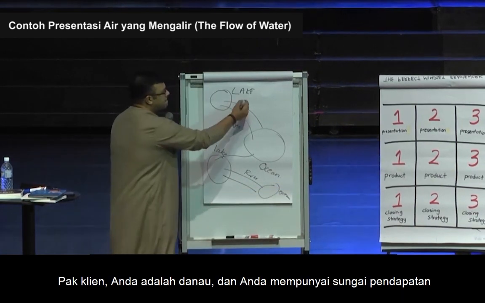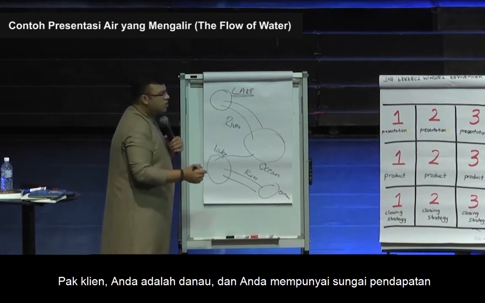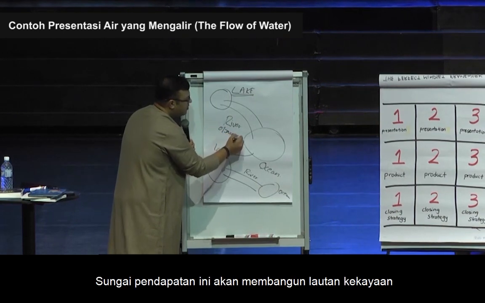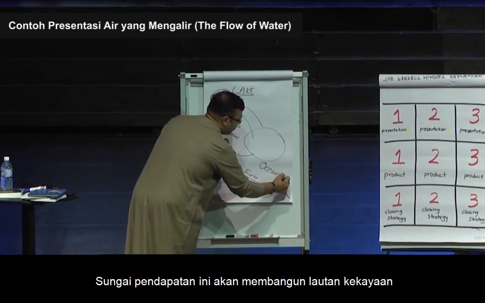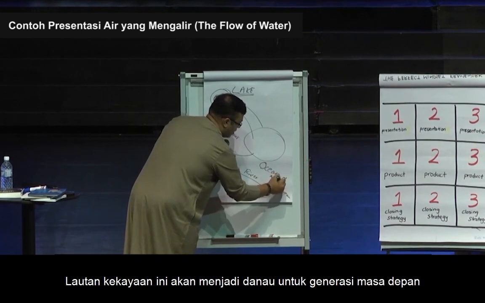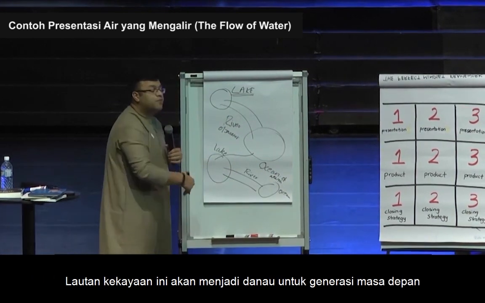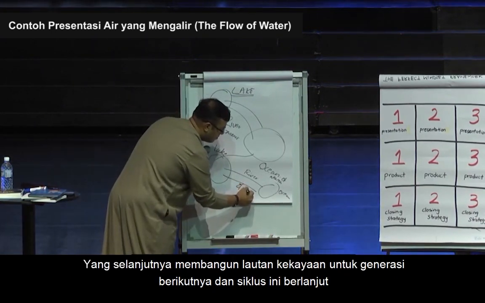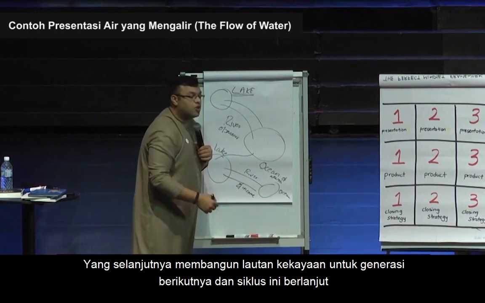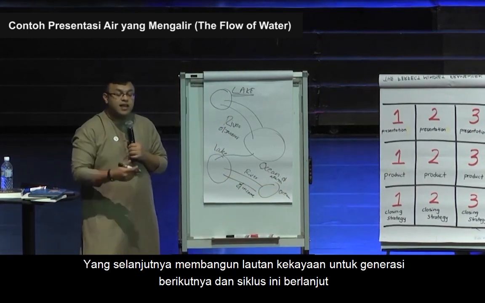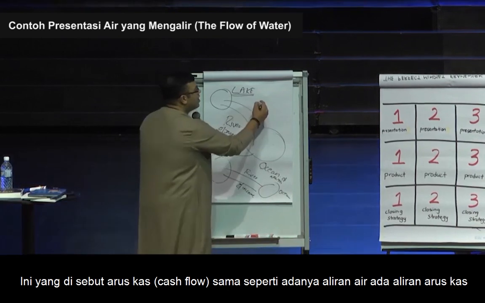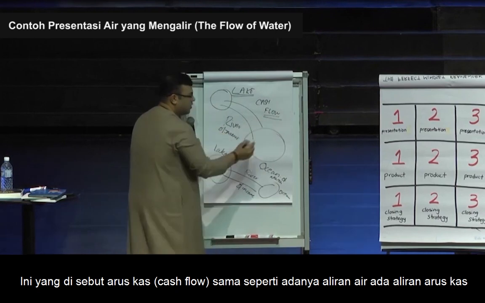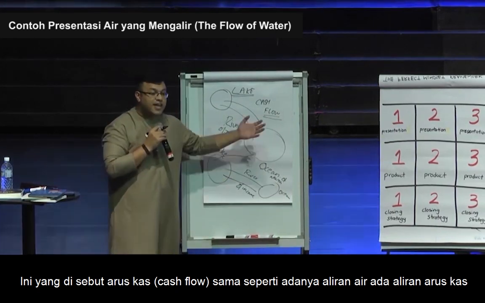Mr. Client, you are the lake. You have a river of income. This river of income will build the ocean of wealth. This ocean of wealth will become the lake for the next generation, which then will build a river of income, which will then build the ocean of wealth for the next generation, and the cycle continues. This is what we call cash flow. Just like there is water flow, there is cash flow.